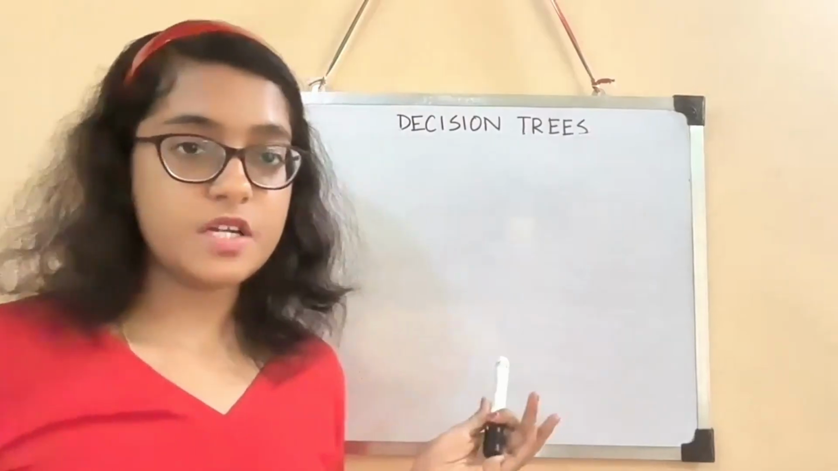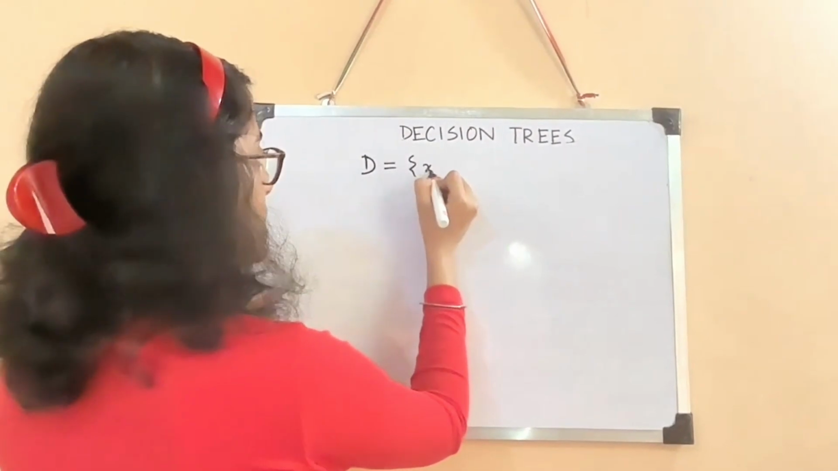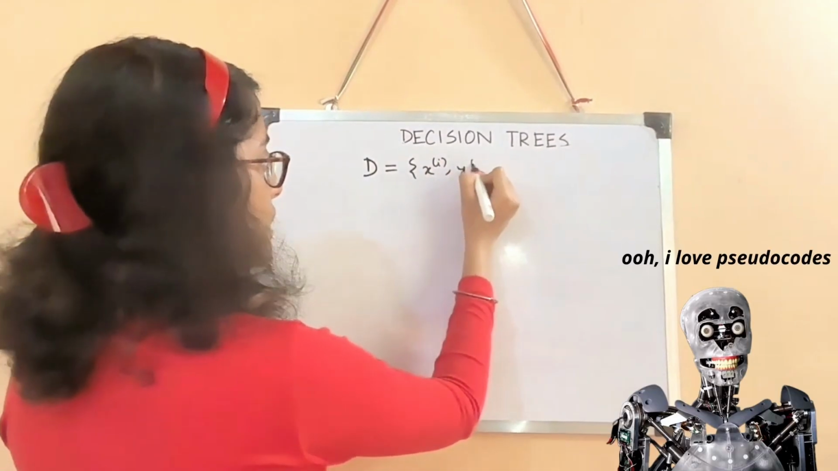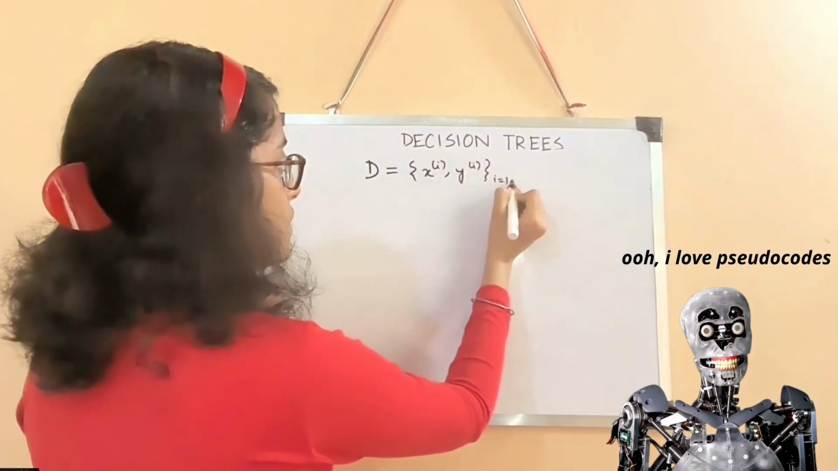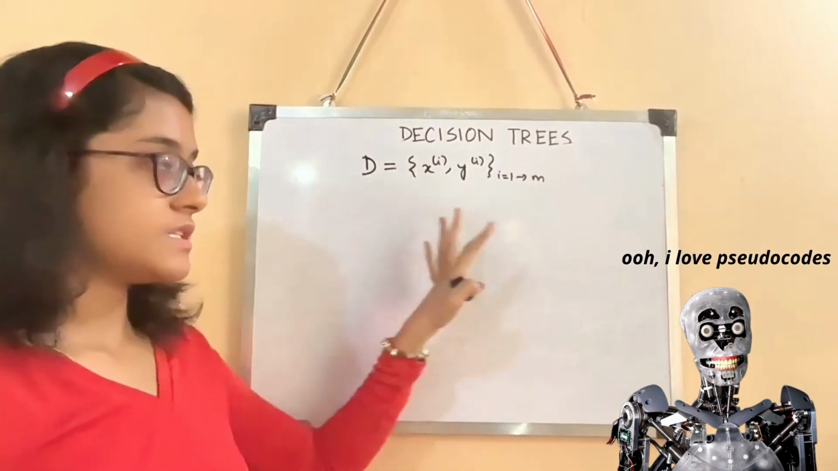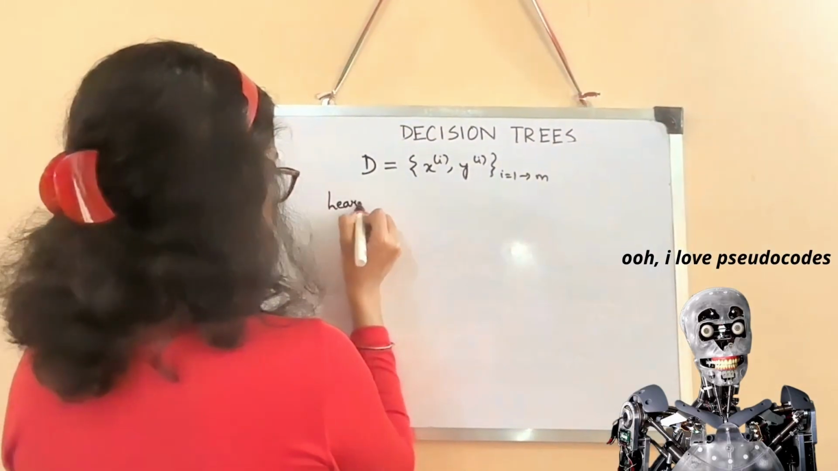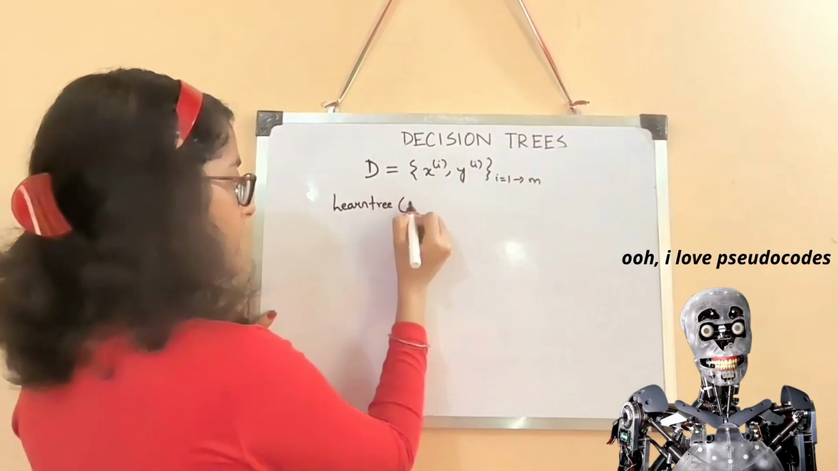Great. So now I'll share the pseudocode. First thing is D, which is our data set: (xi, yi), i equal 1 to m. Let's say we have m total data points. So this is our data set. Now let's say our function name is learn tree D.